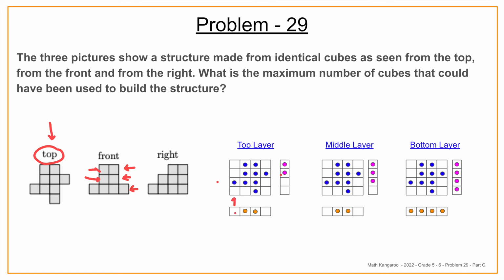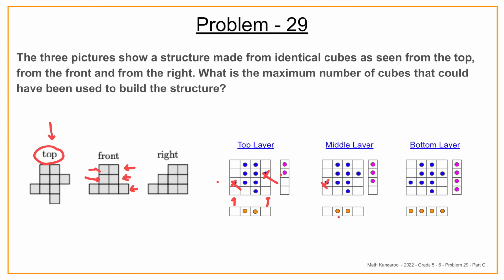So here we have no cubes, so we remove this one. We have a cube in front, so we keep this. There is nothing in front of it, so we remove it. Let's analyze the middle layer for the front wall. There is nothing, so we remove it.